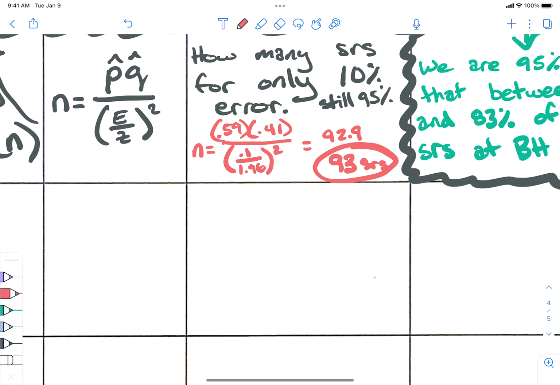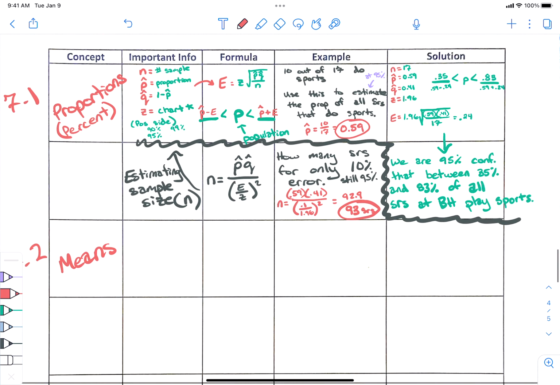We don't even have 93 seniors at this school, but if I want to be within 10%, I've got to survey a lot more people, right? Okay, as error goes down, the number that you sample goes up, right? And vice versa. That's just the way that it works. Are we happy with that?